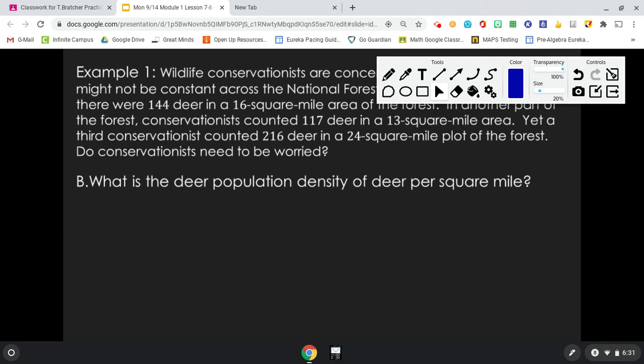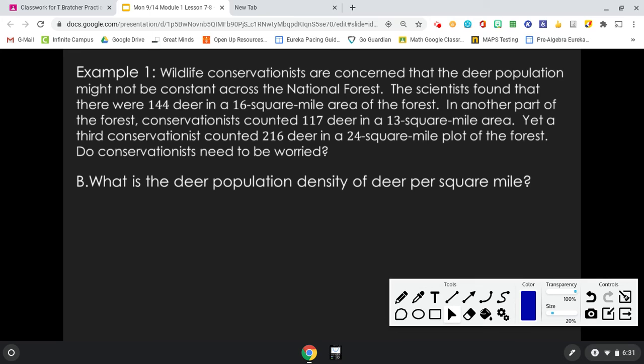Okay, so it says part B, what is the deer population density of deer per square mile? So now we're actually going to use all the numbers that we see up here. And remember, when it says deer per square mile, that's talking about deer per 1 square mile. So we do know that it's asking for the unit rate, or basically the constant of proportionality. Remember, they're really the same thing. So because deer comes first per square mile, we know that deer is going to go on the top and square miles is going to go on the bottom.